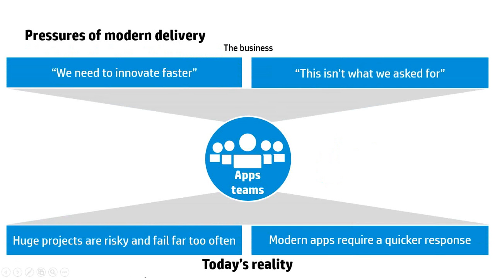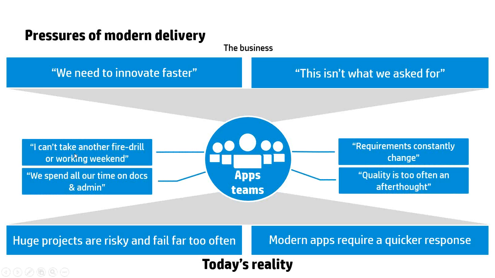So the pressures of modern delivery. From the business, we need to innovate faster. And they're going, this isn't what we asked for 18 months down the line when we've sunk a couple of million dollars into a new project. And the huge projects that we are doing in the old SDLC are risky and fail far too often. And the reality for today is that apps, modern apps, require a quicker response. Next.